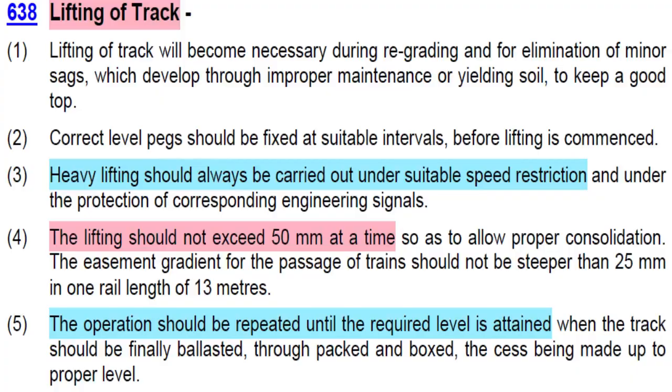Next, here programmed regrading with TT machine, that is CSM, with speed restriction of 45 kmph. As per the manual provisions, the lifting should not exceed 50 mm at a time, but here lifted up to 70 mm as per the machine conditions and operator confidence.